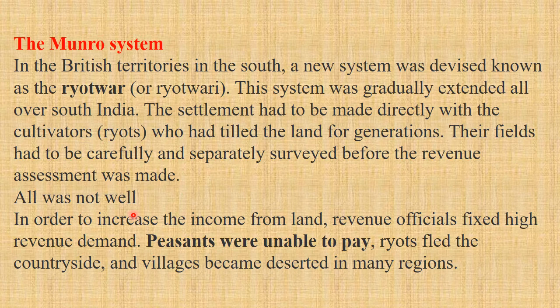But all was not well. All these settlements were not satisfactory and it's not good. In order to increase the income from land, revenue officials fixed high revenue demand. So, to increase the income from land, what happened? The revenue officials fixed high revenue. So much tax to be paid. So the peasants were unable to pay. They cannot pay this much amount. Ryots fled the countryside and villages became deserted in many places. Many peasants were unable to pay this amount to the officials, so they left that village and moved to another.